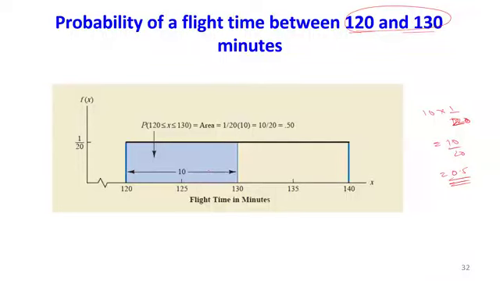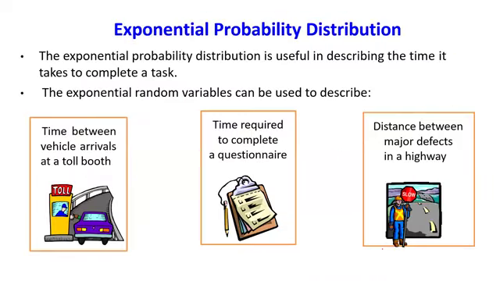For example, now you tell me, what is the probability that X would be somewhere between 125 to 132? Anybody? 7 into 1 by 20. Yeah, 7 into 1 by 20, this would be the answer. That's how, by using this uniform distribution, you can calculate the probabilities of these values.